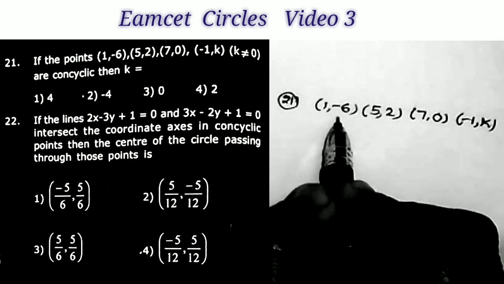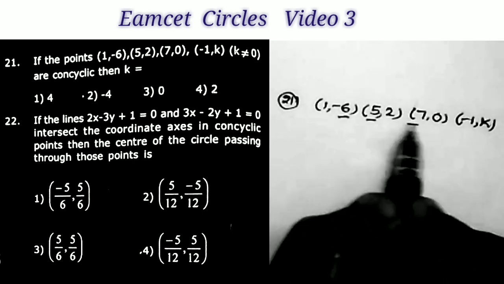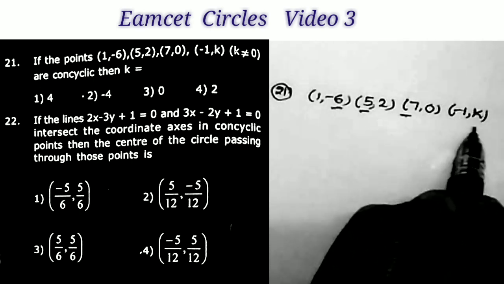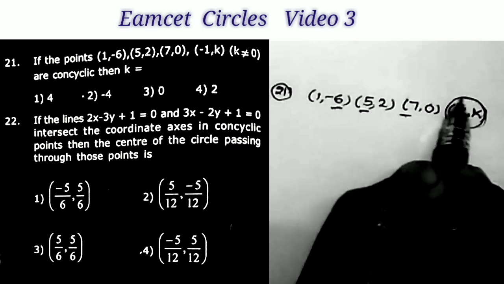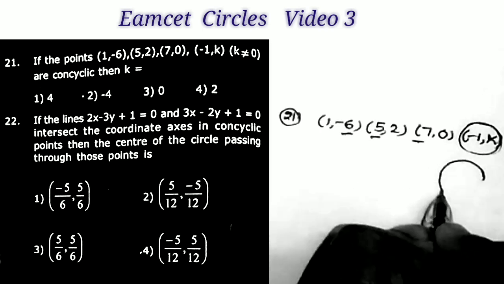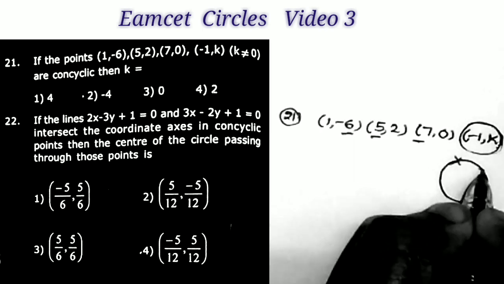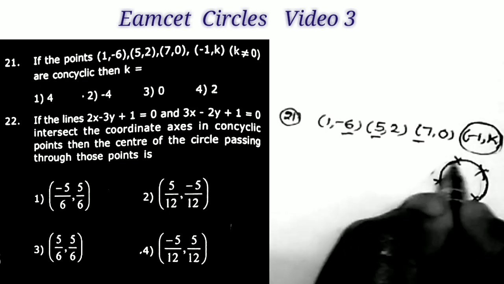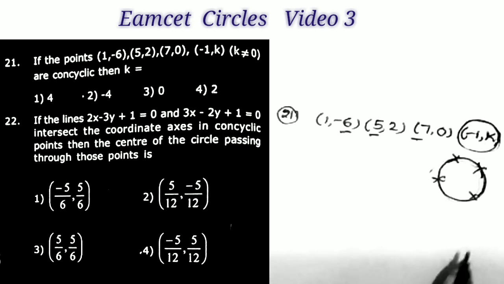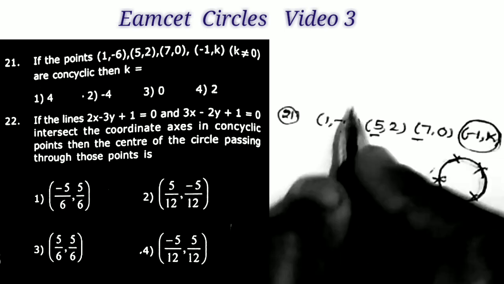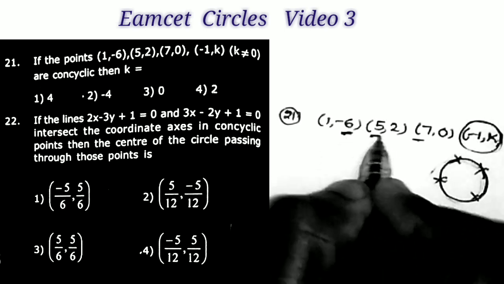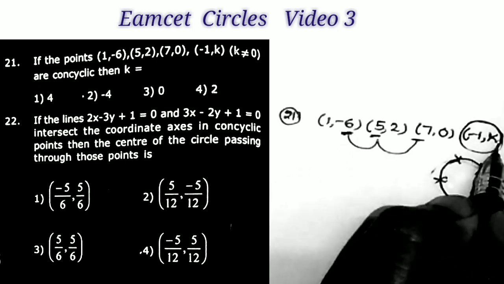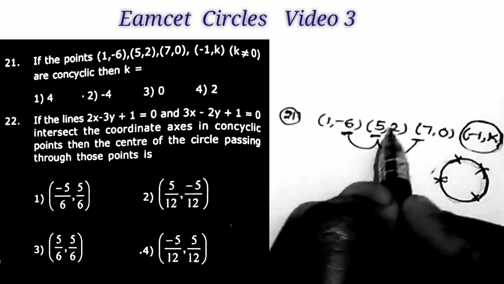Okay, so concyclic means the equation of the circle passing through the first 3 points also passes through the fourth point. That is the meaning of concyclic points, that is, all the 4 points lie on the same circle. First we take the equation of the circle passing through the first 3 points and replace the last point in that equation.